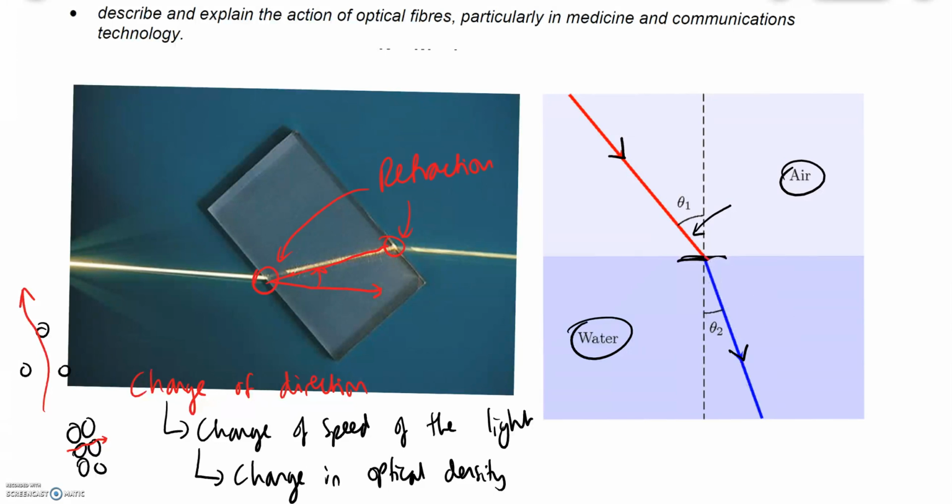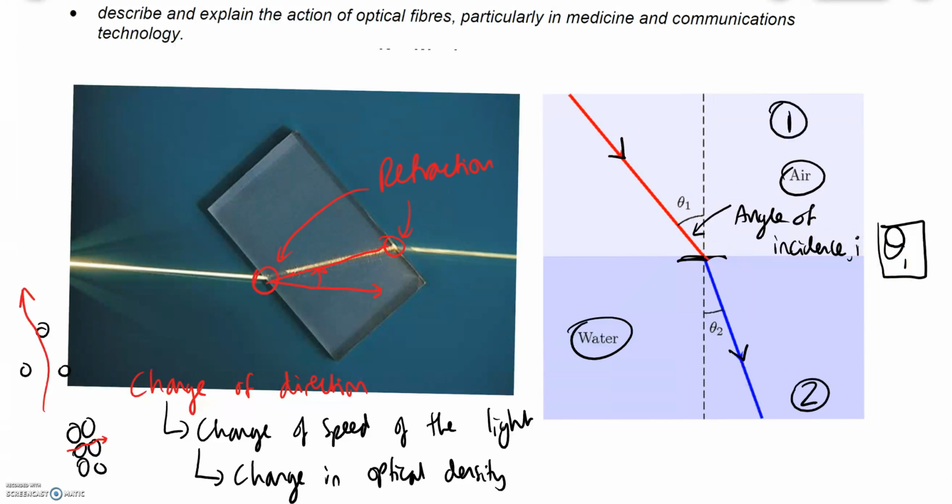So, what are these angles called? Well, the first one, as before, because it's the ray coming in, it's called the angle of incidence. You can either label that I, or often now we're going to label it as theta, which is the symbol for angle, and we number it 1, because that's the material that the light is first in. So this is material 1, because this is where the light starts, and this is material 2.